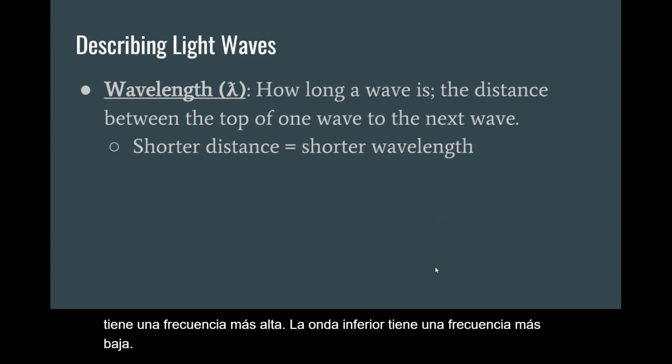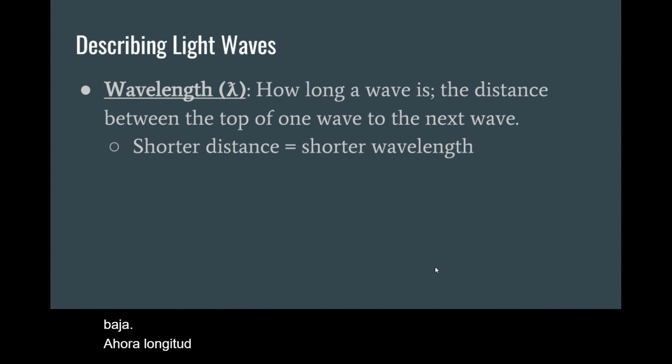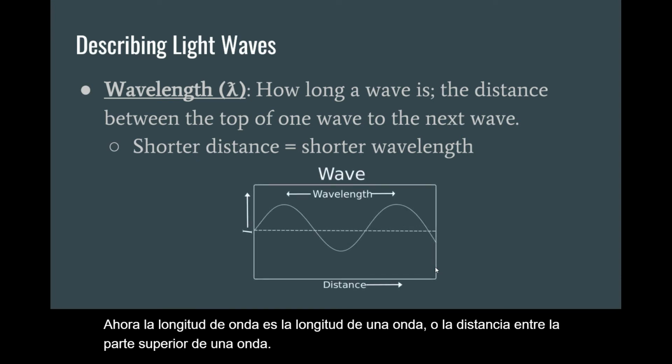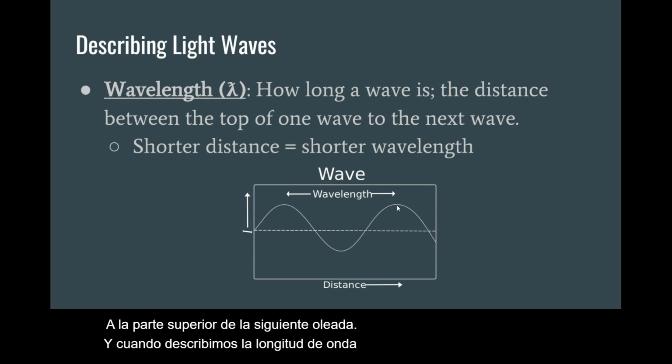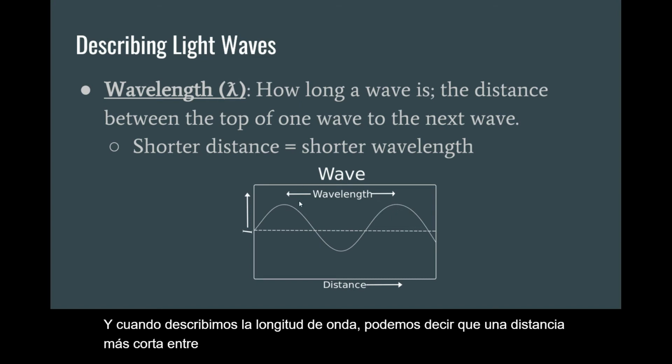Now, wavelength is how long a wave is, or the distance between the top of one wave to the top of the next wave. And when we describe wavelength, we can say that a shorter distance between waves is a shorter wavelength.